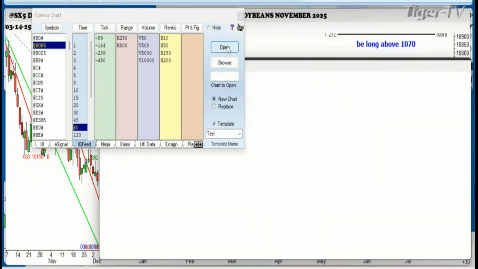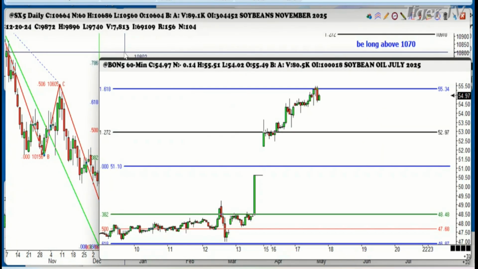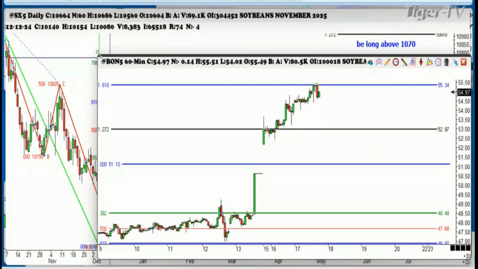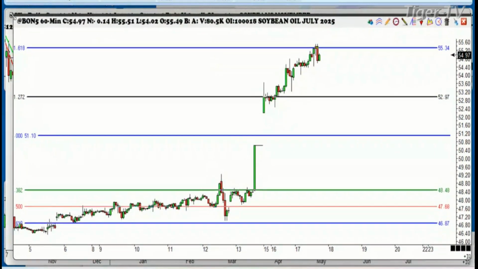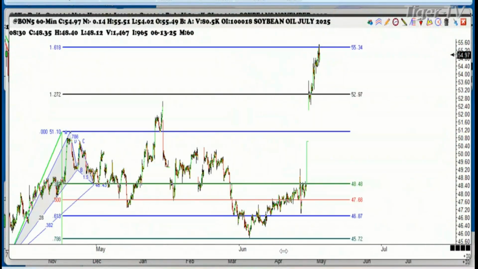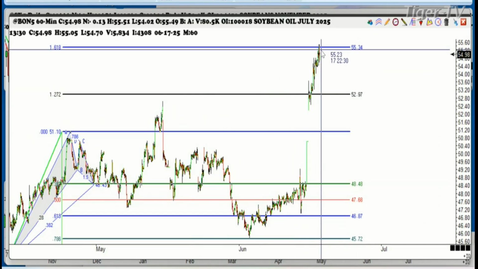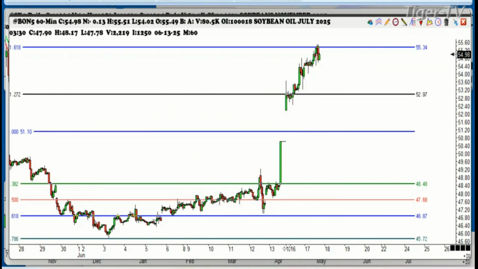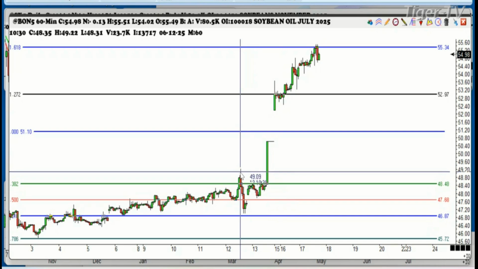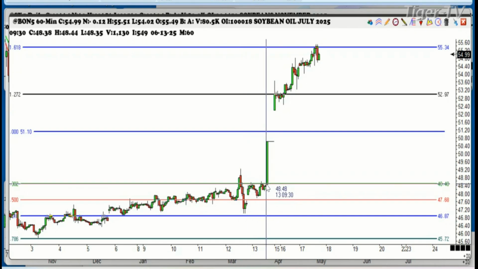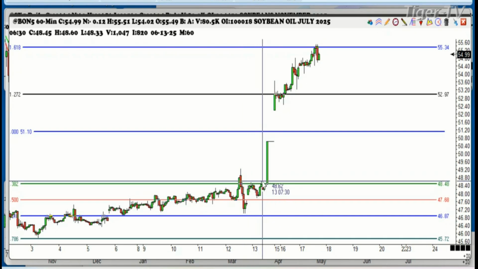This is, my friends, soybean oil. This is July soybean oil. You can see here, we made the 1.618 expansion of that whole move here today. Right up there. That should be pretty much the end of it. Here's what I'm trying to show you. You see the high here? This is what you want to see. You want to see it just explode through here.